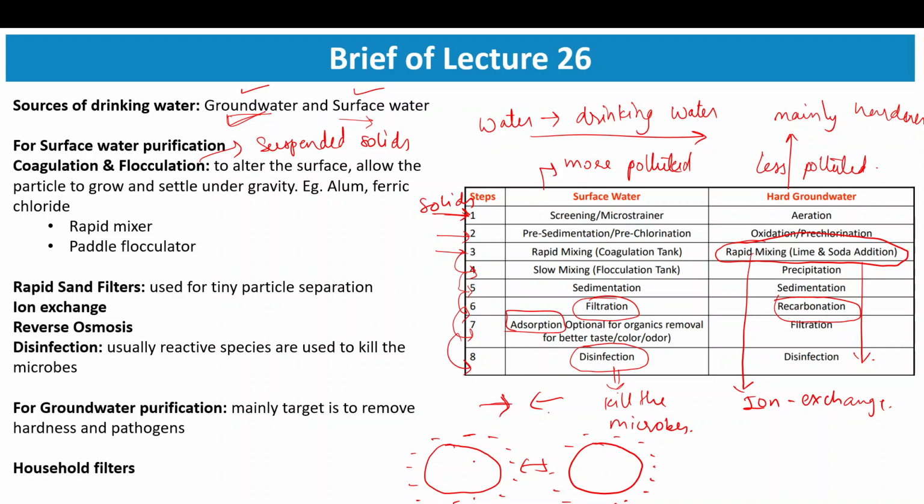Now, in coagulation, since the particles are very small, it will be difficult to allow them to settle under gravity. So in this case, we try to neutralize this charge which is existing on the surface of the particle. If we reduce the charge, then the attractive or intermolecular forces of attraction between two particles will increase, and hence the particles tend to form bigger particles.